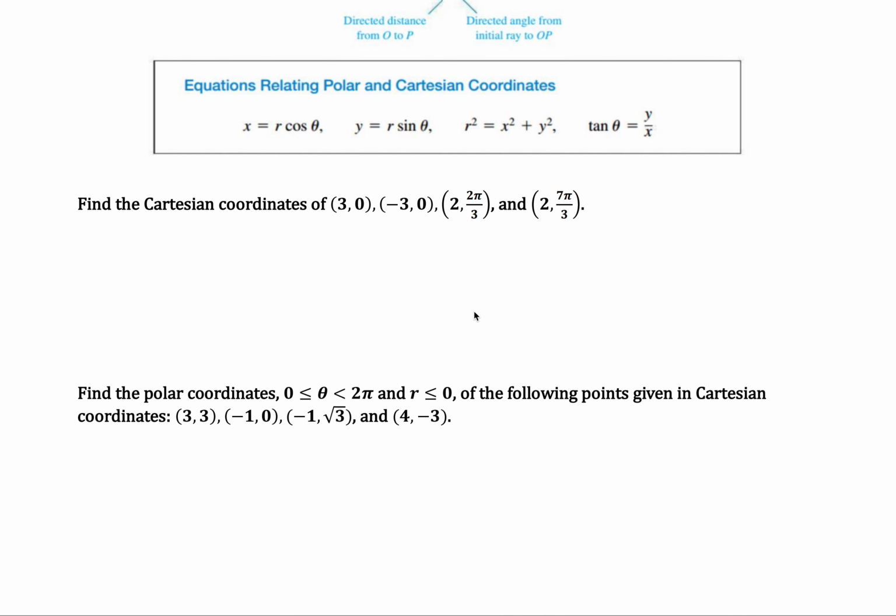And then these second two equations are going to help when we're going the other way. We're going from Cartesian to polar. And we're given that r squared is equal to x squared plus y squared. And you could rewrite this as r equals the square root of x squared plus y squared.